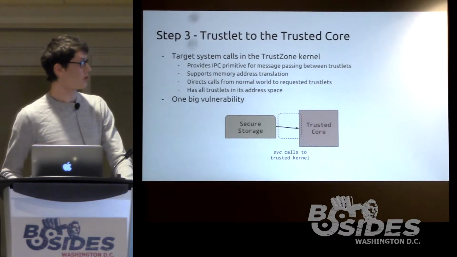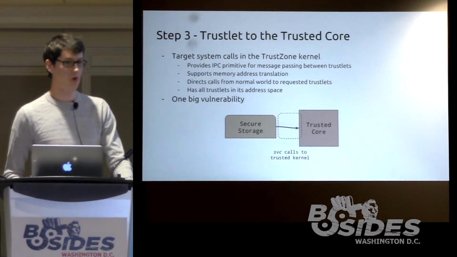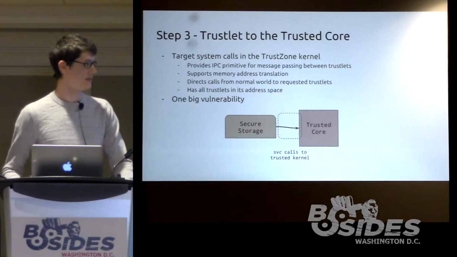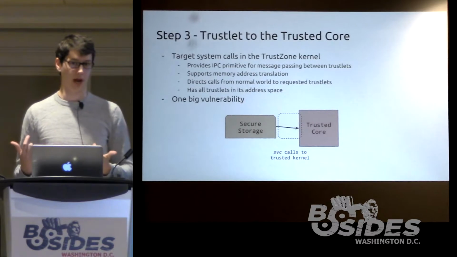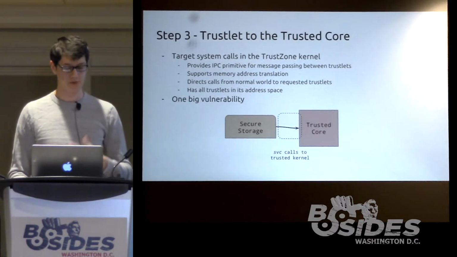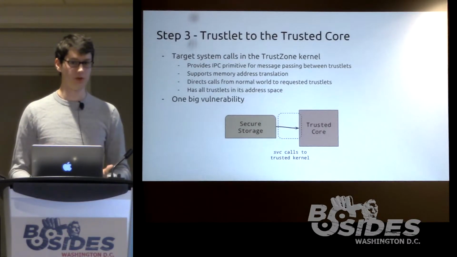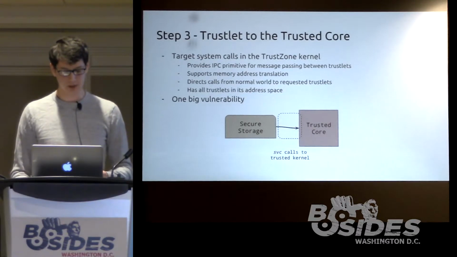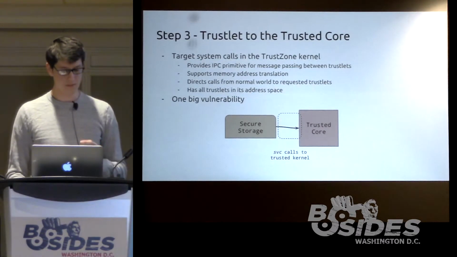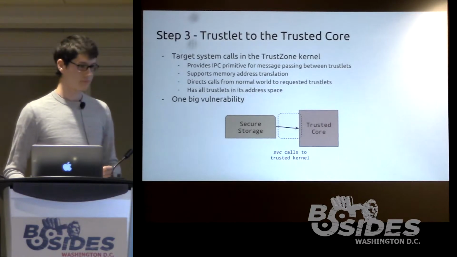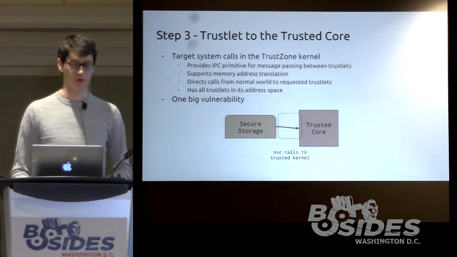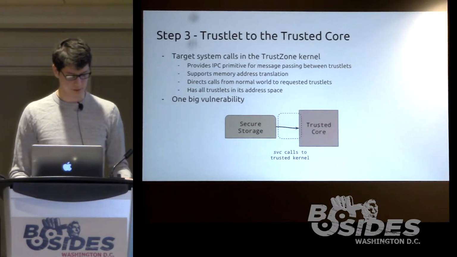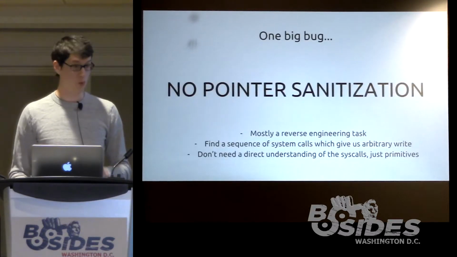But we have the TrustZone kernel, which implements all these different mechanisms inside the trusted world that the trustlets themselves use to operate normally like apps. So they can map memory in, like I've said before, they provide IPC, they do everything you'd expect a kernel has to do for an application to function. So this trusted core has just one big vulnerability that you might suspect, that's used when issuing system calls to the trusted core, and that is that there is absolutely no pointer sanitization whatsoever.